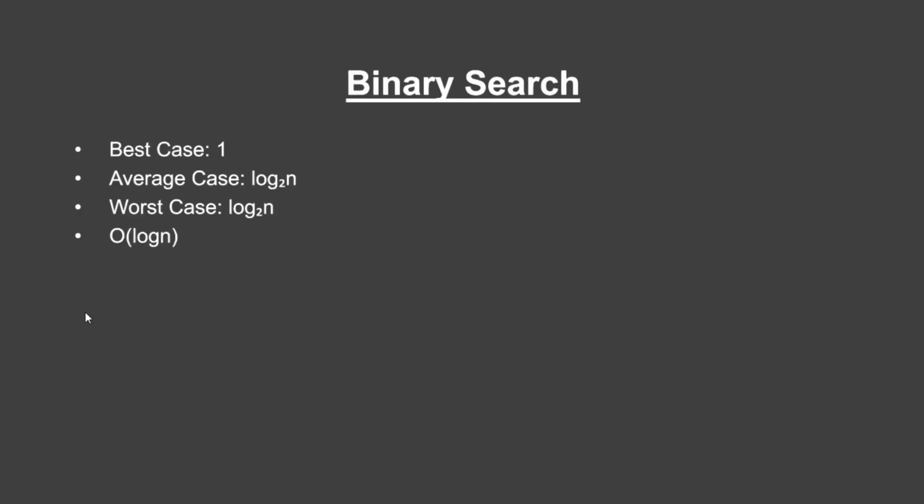This cutting in half process makes this algorithm very fast. So now let's take a look at the time complexity of this algorithm. We have the best case if the element we're looking for is in the middle of the list. In this case we have a running time of 1. And for the average and worst case we have a running time of log 2 n, because in every iteration we divide our list in half. So this gives us a general logarithmic time complexity, or big O of log n.